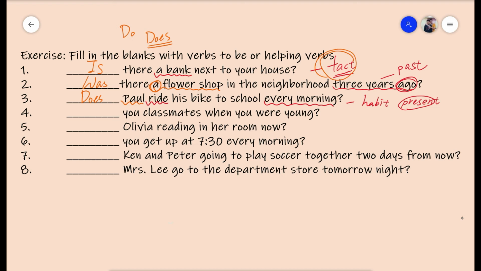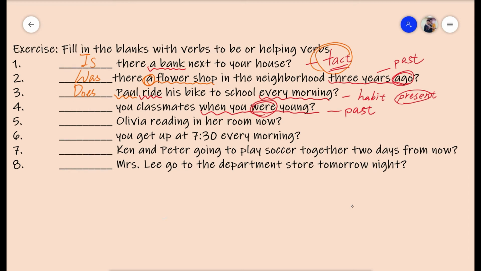Next one, your classmates when you were young. Well, no time marker, but you do get a sentence that says when you were young. When you see were, you know this is the past tense, right? Let's look for the verb. You classmates, there is no verb, so therefore we have to use a be verb. Now the be verb in the past, and we talked about that a couple seconds ago, it's either was or were, okay? So which one do we use here? You classmates. So you guys were classmates, more than one. So the answer is were. Were you classmates when you were young?